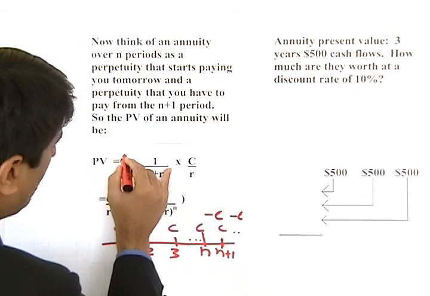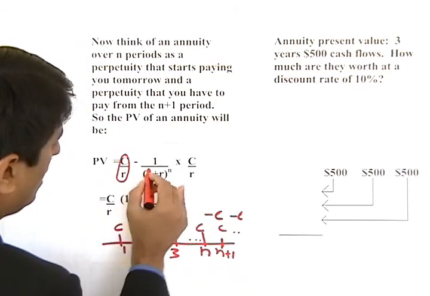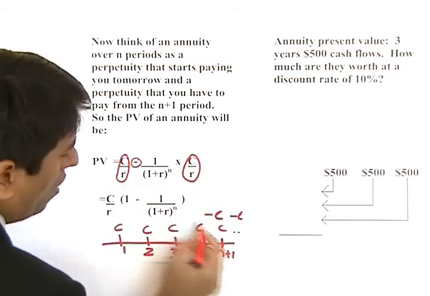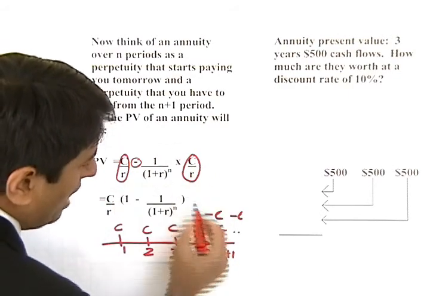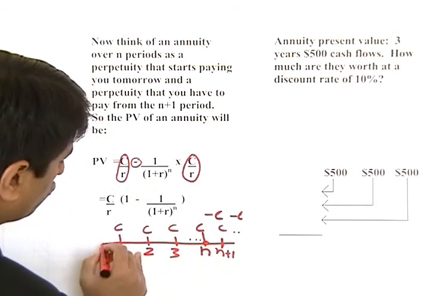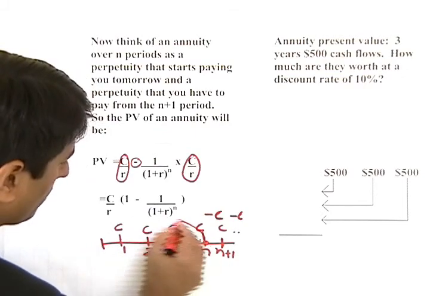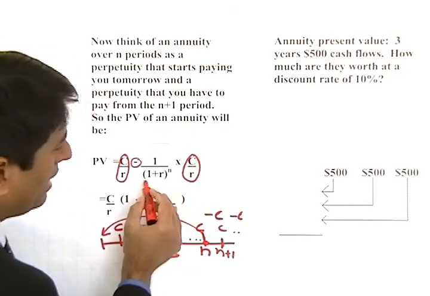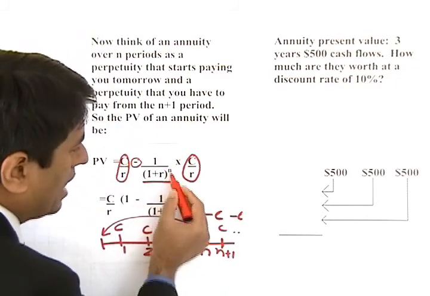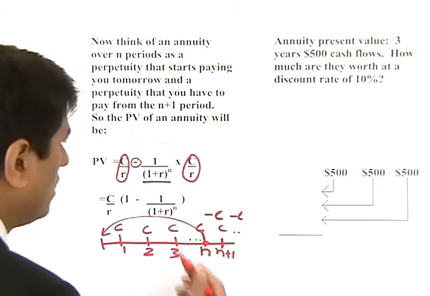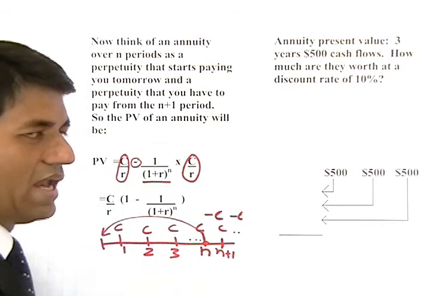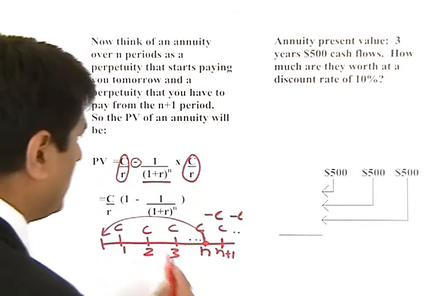Okay? So this is the value of the first perpetuity, and the second perpetuity has a minus sign, and also this value C by R is at time n. So to bring it from here back to today, you have to discount by n periods, or the factor is 1 plus R to the power n. So therefore, this is the equation for the value of an annuity.